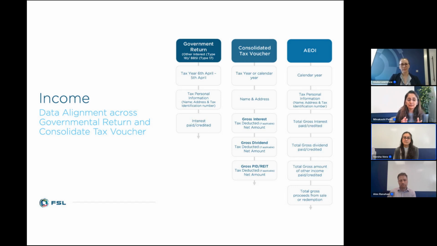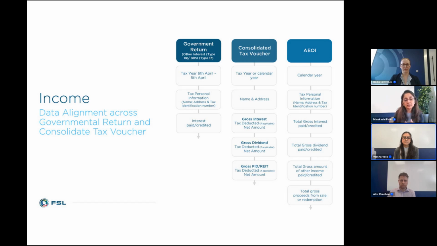The data takes place across several types of returns that are also returned at this time of year. Here I've given a summary of the governmental returns from the BBSI perspective: the consolidated tax voucher, but also the CRS, FATCA, or Automatic Exchange of Information, AEOI, as the acronym goes by. What I'm trying to show here is that the data that goes through all three of these is quite similar. What you do for one can be replicated across the others, or if you fix one, it transposes the data alignment across the other two returns as well.